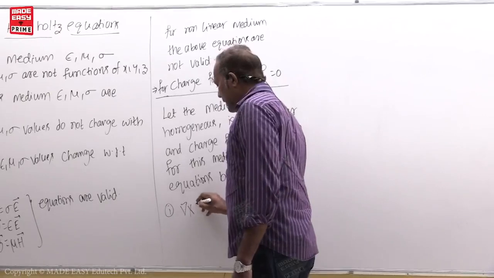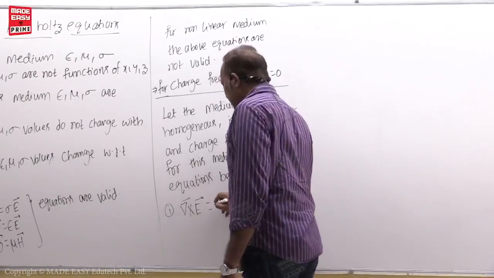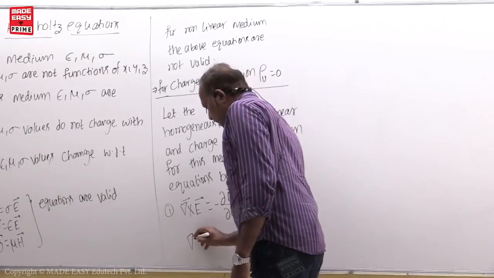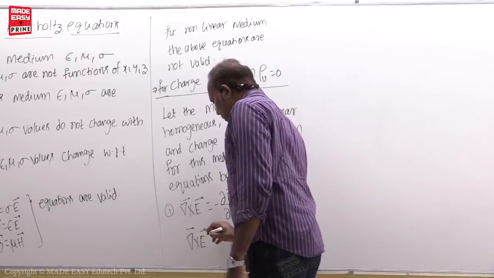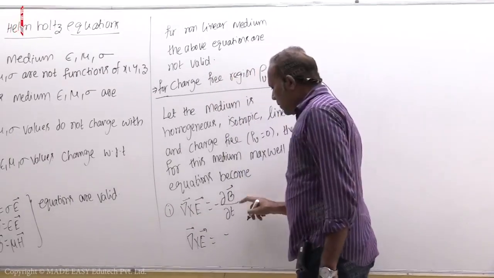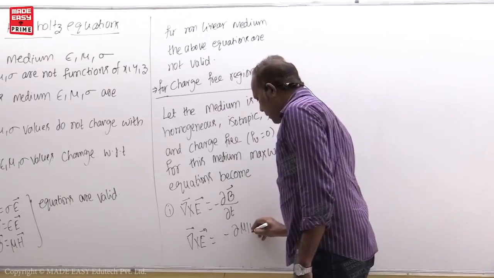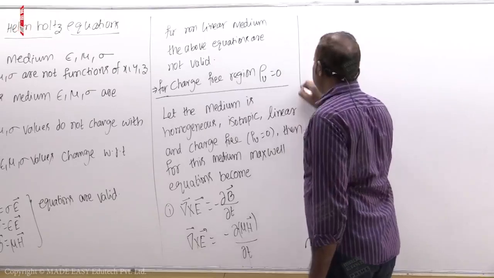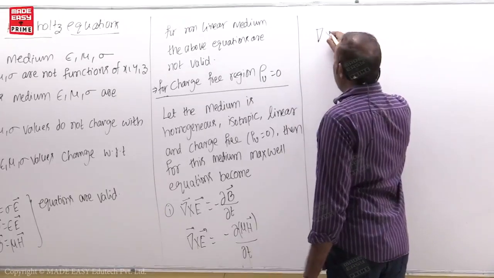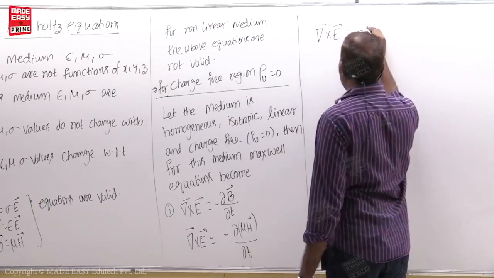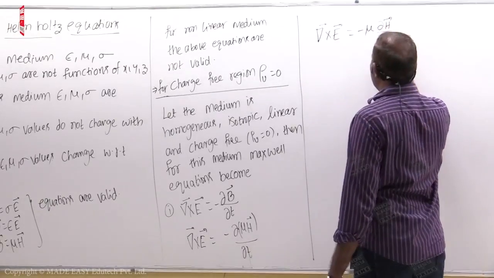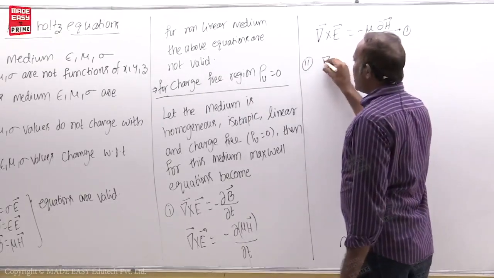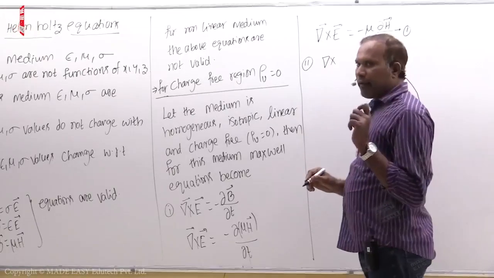First Maxwell equation, the general equation is del cross E is equal to minus dou B by dou t. Now, that is the general equation. For a linear medium, B bar is equal to mu into H. Now this mu comes outside. Then del cross E is equal to minus mu into dou H bar by dou t, equation number 1.